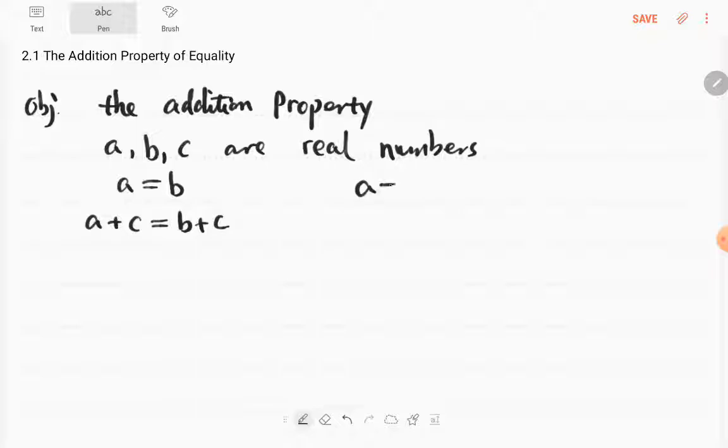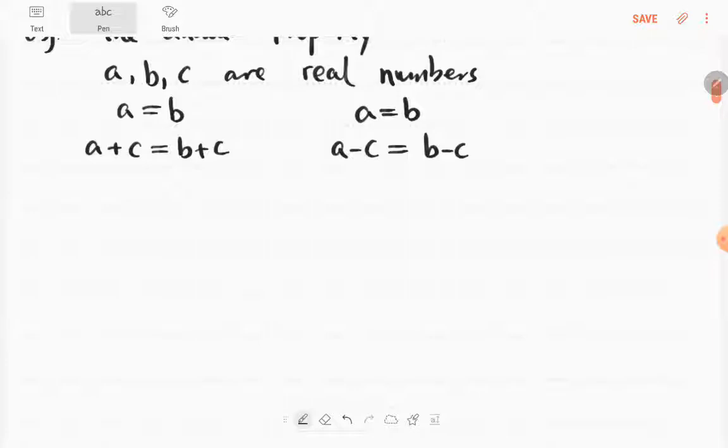The same thing, if A equals B, we minus the same number for both sides of the equation. This equation is still true. So we can use this rule to solve the equation to find the solution of x. Let's check the example.